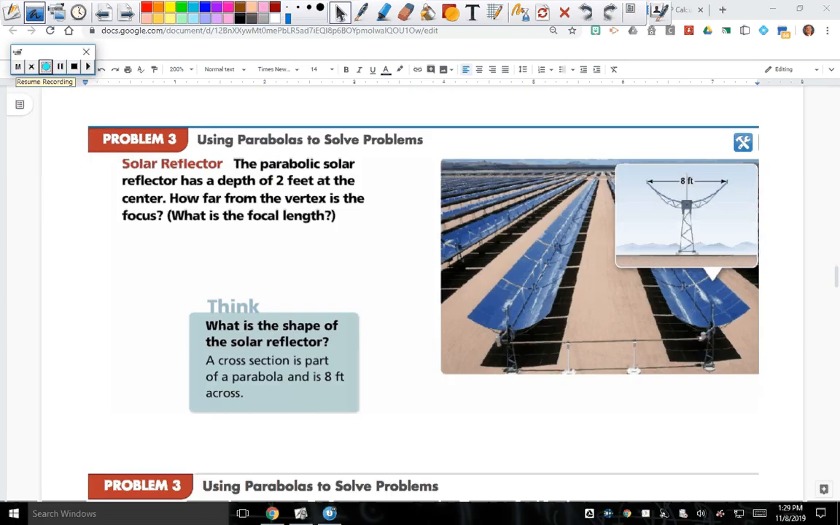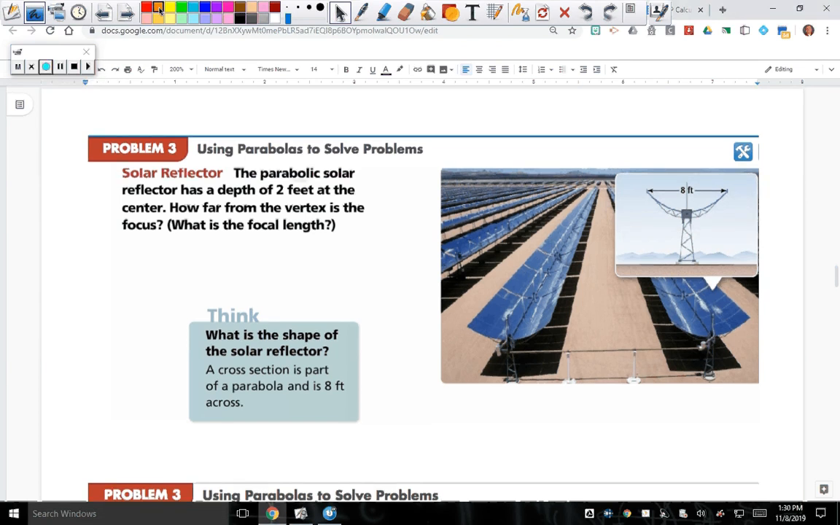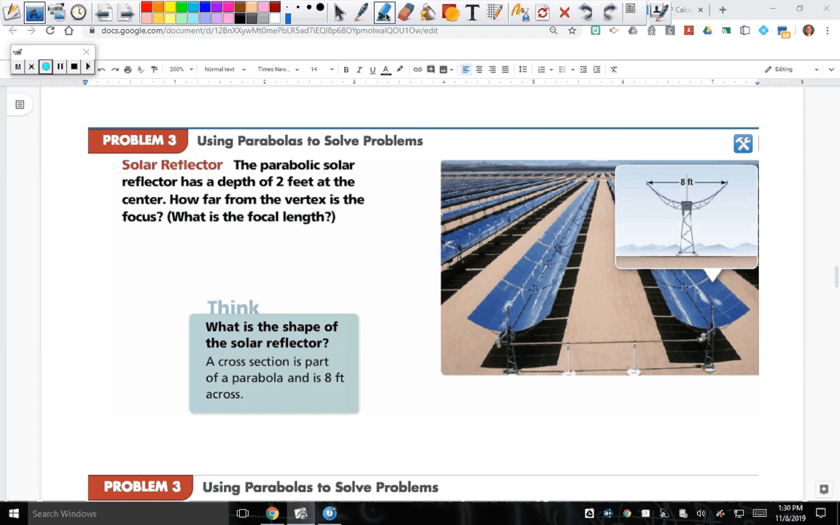So now I'm setting you up on this one. Here we go. The parabolic solar reflector, and this is what I was talking about in the other video. This is like a power plant of clean energy. Has a depth of 2 feet. This depth of 2 feet right here, let me highlight it so you can see it, is from there to here.